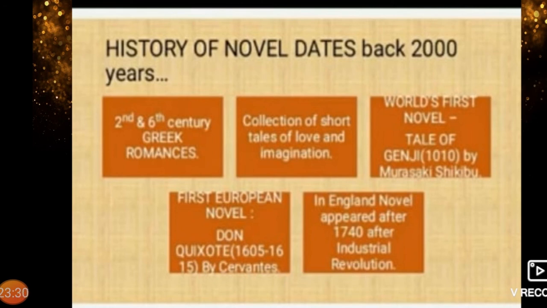In 1010. Then the first European novel. What is the name of the first European novel? Don Quixote, written between 1605 and 1615. Who wrote it? Cervantes. Then in England, the novel appeared after 1740, after the Industrial Revolution. The importance of the novel was seen after the Industrial Revolution in England.